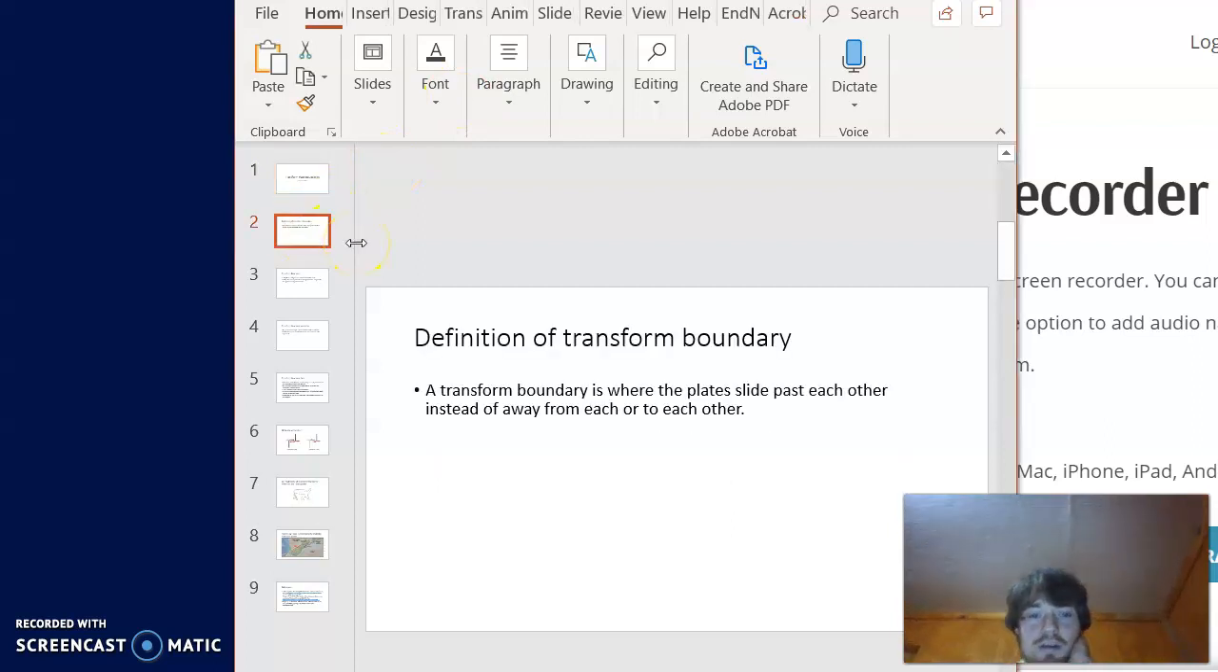A transform plate boundary is where the plates slide past each other instead of either away from each other or toward each other, which are known as divergent boundaries and convergent boundaries, which are much more plentiful than the transform boundary.